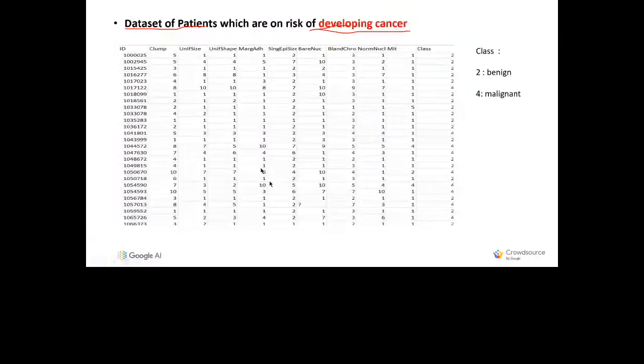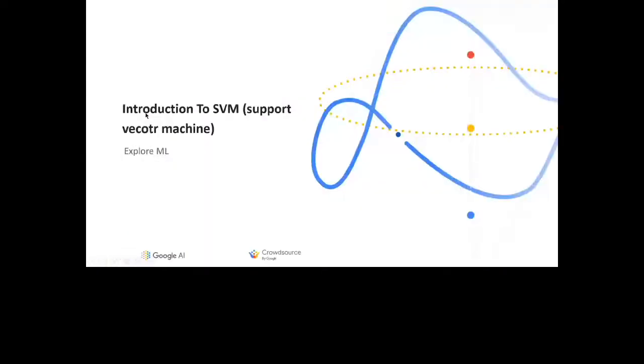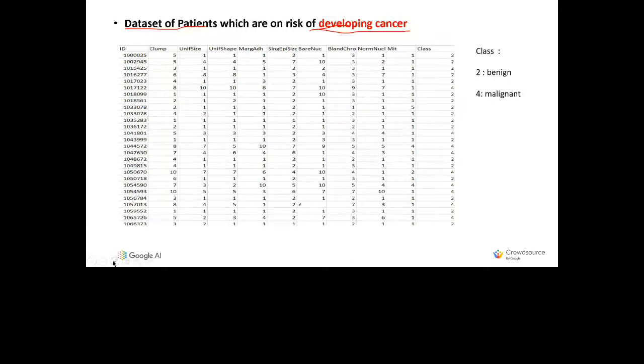Yeah, so I was talking about the support vector machine. Support vector machine is a machine learning algorithm that helps in classification of data points, discrete data points. So let me give you a scenario first. This is a data set of patients who are at high risk of developing cancer.